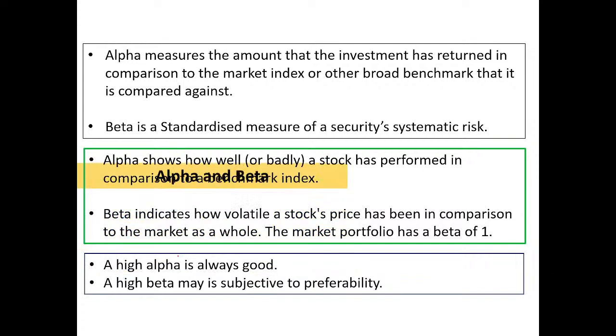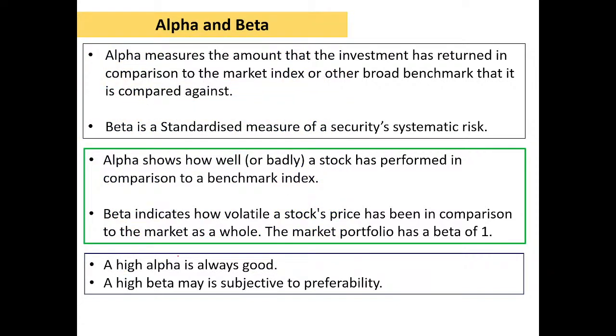Now, what is this alpha and beta? अल्फा मेजर करता है कि किसी भी इन्वेस्टमेंट से हमें कितना रिटर्न मिला है किसी मार्केट इंडेक्स या अदर बेंचमार्क के कंपैरिजन में, और बीटा मेजर करता है कि किसी भी सिक्योरिटी के सिस्टमेटिक रिस्क को। अल्फा हमें बताती है कि कितने अच्छे या बुरे से कोई भी स्टॉक परफॉर्म कर रहा है इन कंपैरिजन टू द बेंचमार्क और मार्केट इंडेक्स, वाइल जो बीटा है वो इंडिकेट करता है कि किसी भी जो स्टॉक है उसकी पूरी प्राइस कितनी वोलेटाइल है एज कंपेयर टू द मार्केट एज अ होल, और जो मार्केट पोर्टफोलियो होती है उसकी बीटा होती है 1। A high alpha is all, while high beta is subjective to preferability.